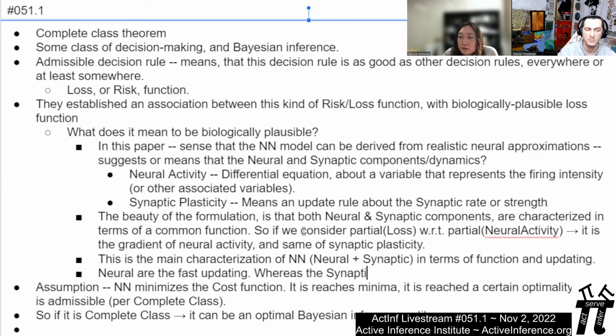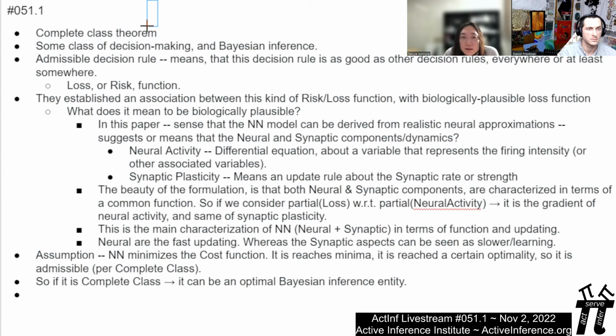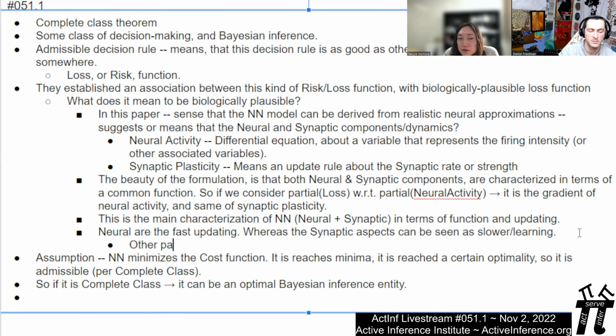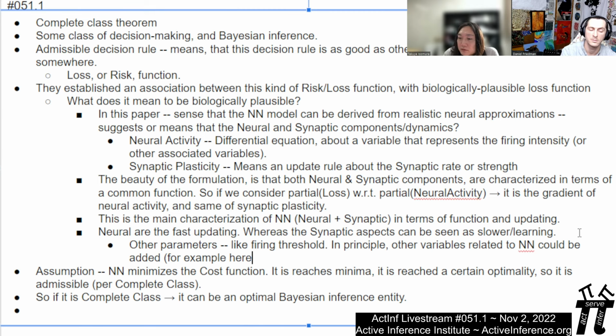But in general, we can consider any aspect, any variables associated with a neural network. For example, at least what we show in the paper is that any free parameter, which may be associated with a firing threshold. Although we don't discuss it in this paper, it would be possible to add other variables related to the neural network. For example, we ignored the contribution of glial factors, but it would be possible to add them in this formulation, or any other aspect of biological neural networks.